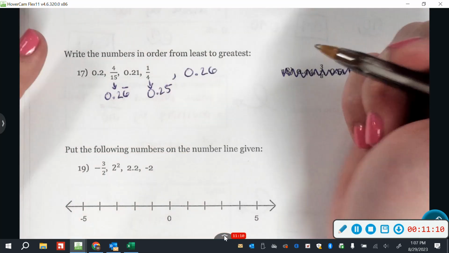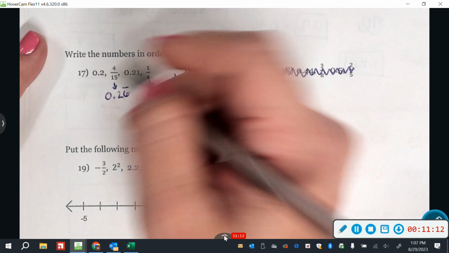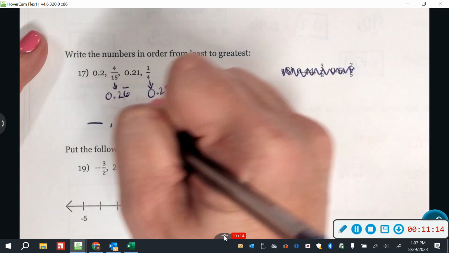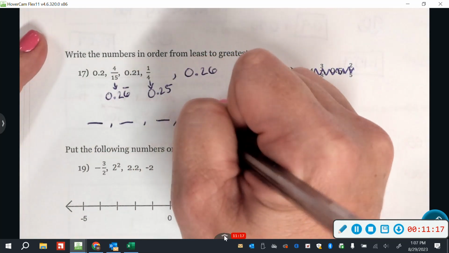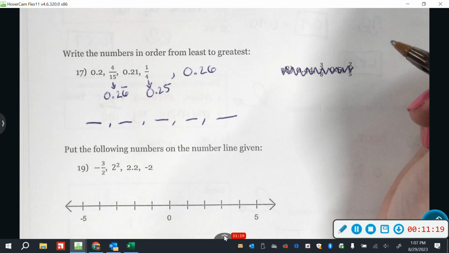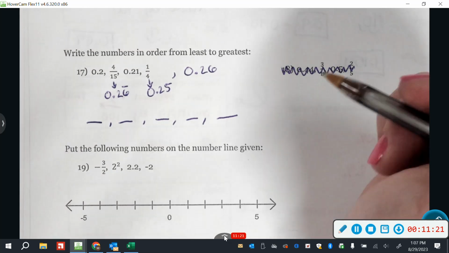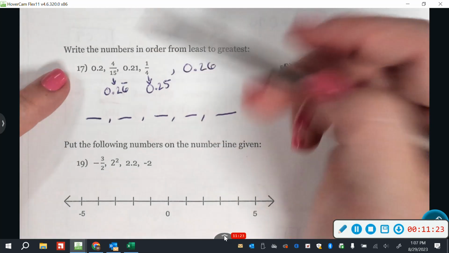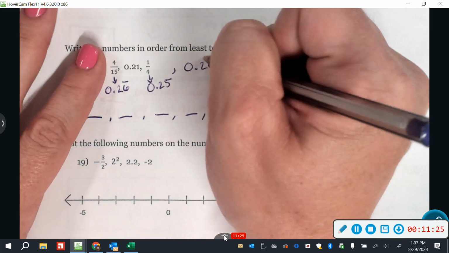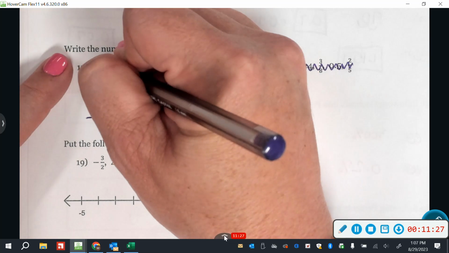Now, I'm actually going to add another number here, 0.26. So we're going to talk about that. So I have 1, 2, 3, 4, 5 places. I just like to draw lines. Okay, so I'm going to put them all because all of these I have in the 100th place, but this one I don't. So I'm going to put a 0 behind it.